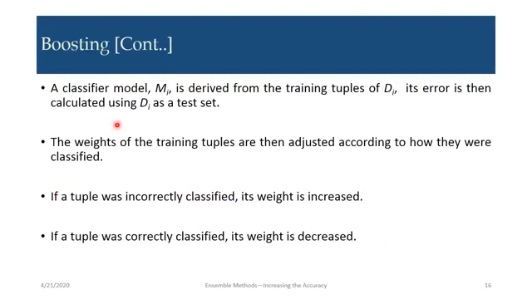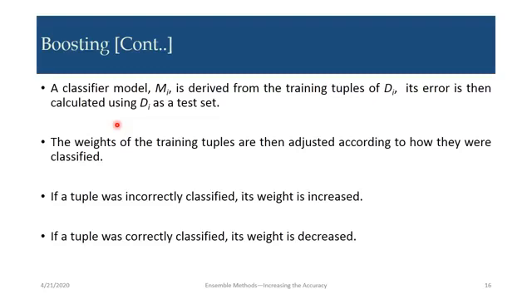Next, a classifier model, that is Mi, is derived from the training tuple Di. Its error is then calculated. So once we have made the classifier Mi, your classifier is ready to classify your data tuples. And how have we made that classifier? Based upon the data tuples from Di, which are known as the training tuples. So the error is then calculated using Di as a test set, applied upon the same training set.